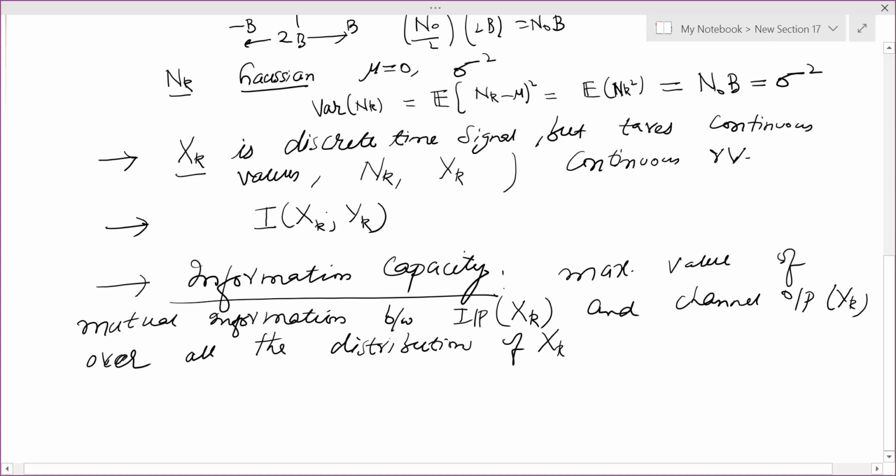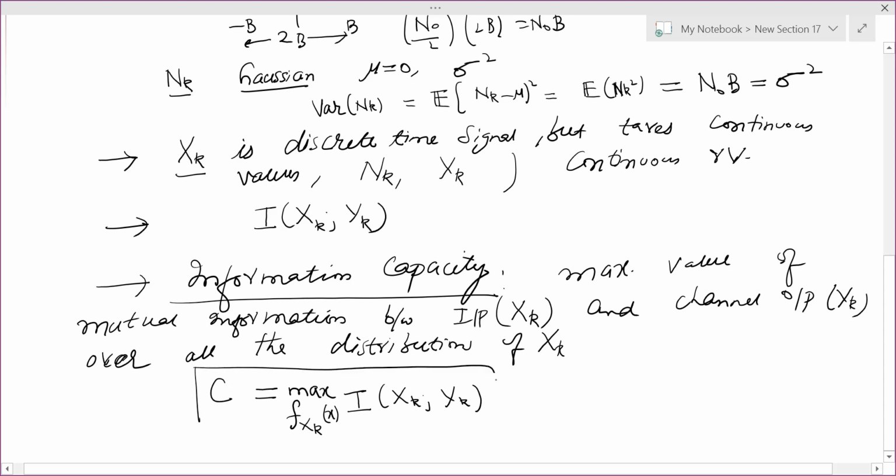So it means that you have this I of xk yk. Information capacity is related to the rate. It's actually the maximum value of the data rate, we can say. So you want it to be as large as possible. But what is in your control is just the input distribution f of xk of x. So you want to maximize it with respect to the input distribution. And this is denoted by C. This is the definition of channel capacity.